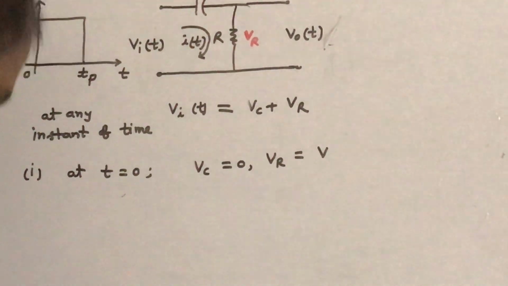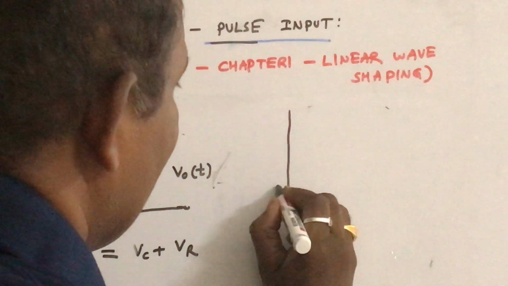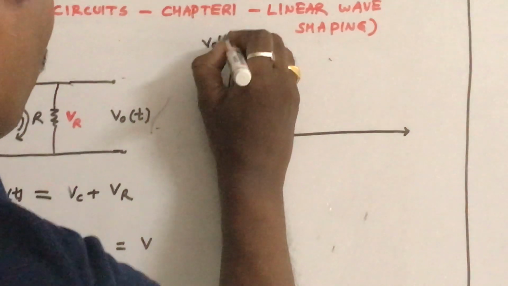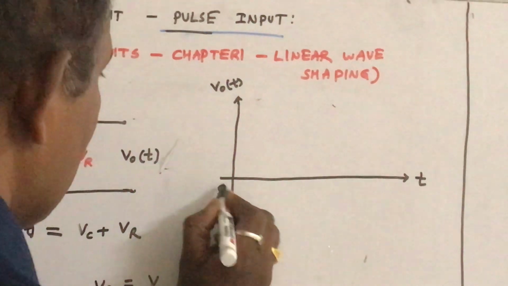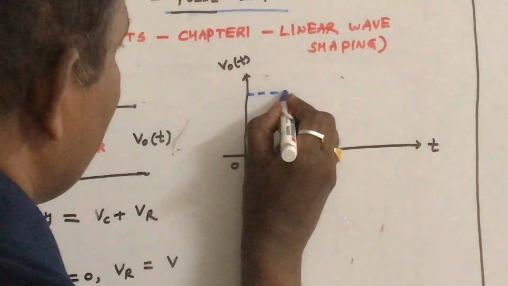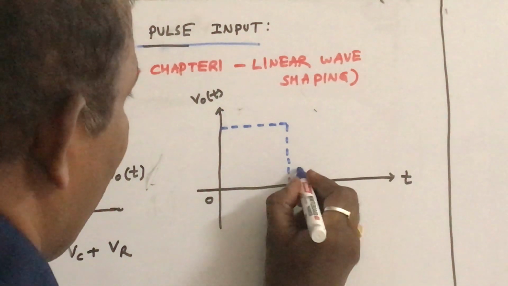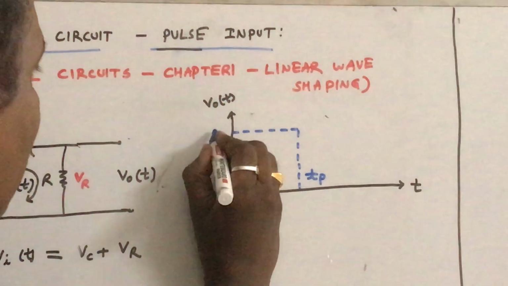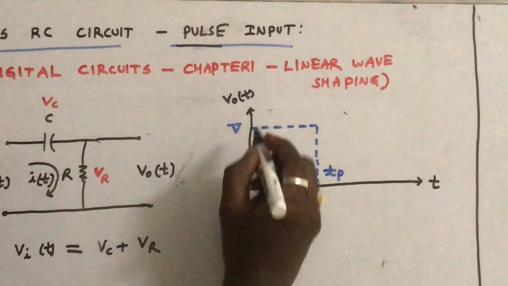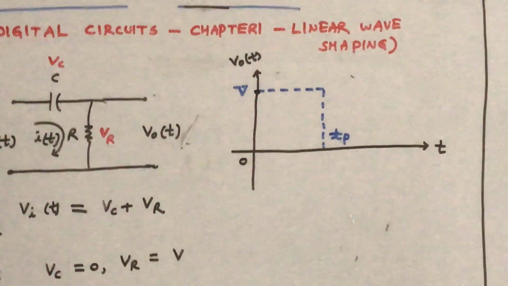Therefore we can draw the response of the circuit. So this is your V0 of t versus t. Let us draw the pulse input something like this. So this is your pulse input of width Tp. The amplitude of this pulse is V. Now at t is equal to 0, what is the output voltage? The output voltage is V. Now let us take the second case.